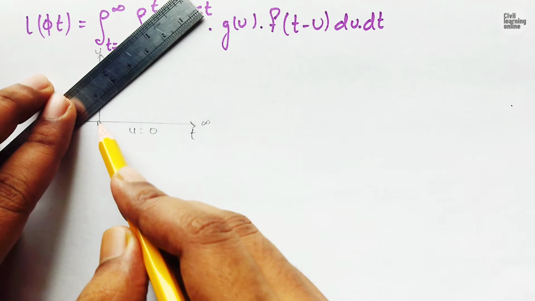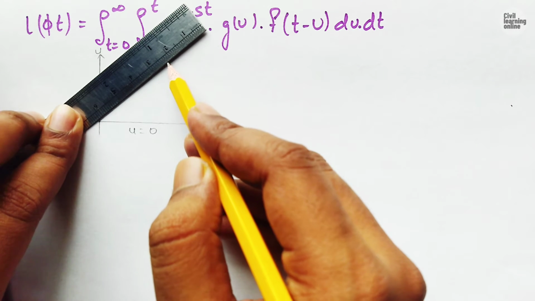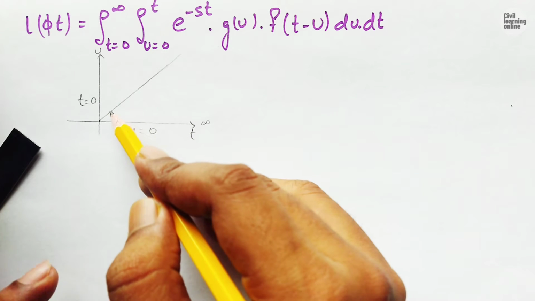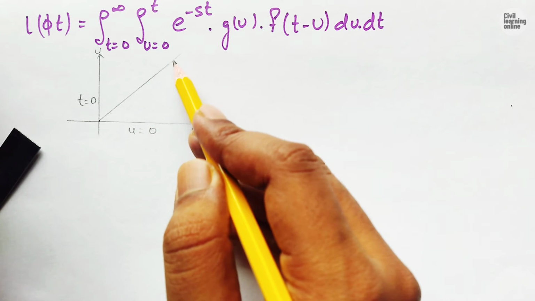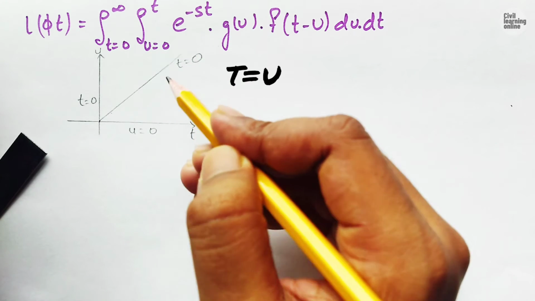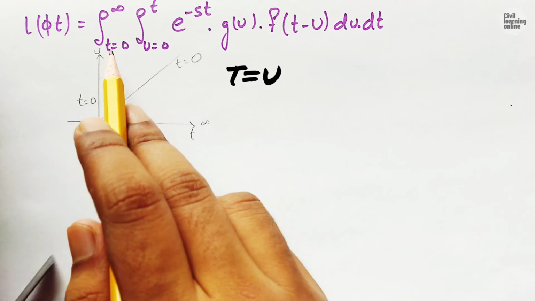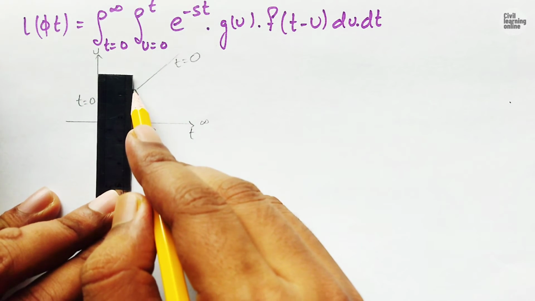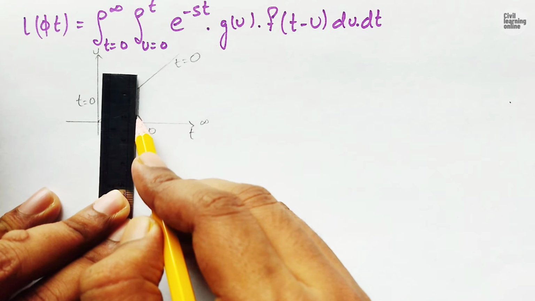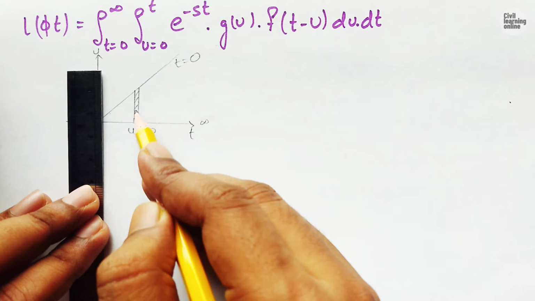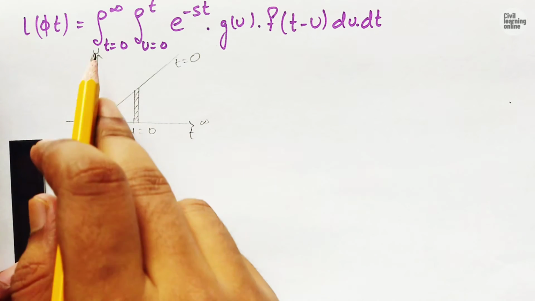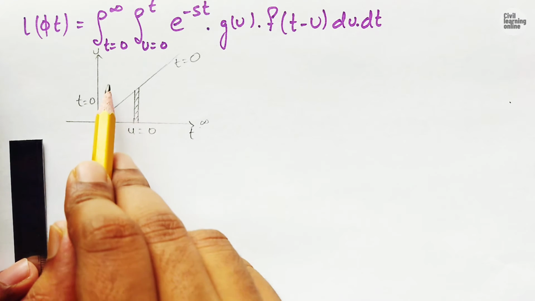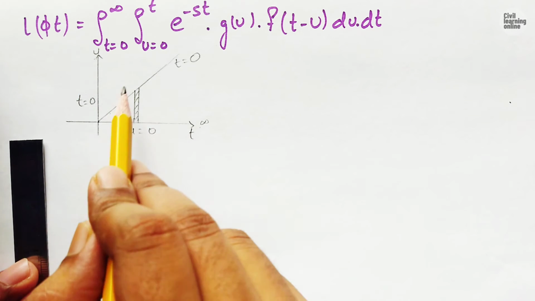So u equals to t must be this line, like you have studied in graph, like this point could be (1, 1), (2, 2). So t, u, another value of t, u, like that. So this is t equals to u, and if we consider a small strip of this area, this equation, then it is here. This is a small strip, area of a small strip between these limits, that is t equals to 0, t equals to infinity, u equals to 0, and u equals to t.